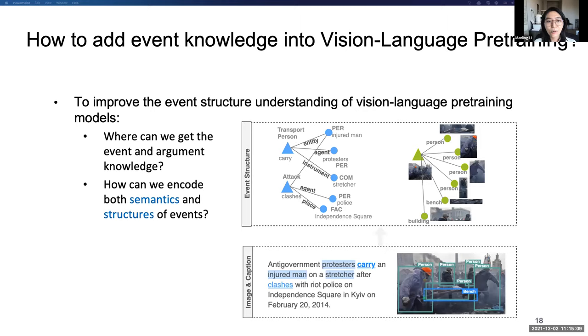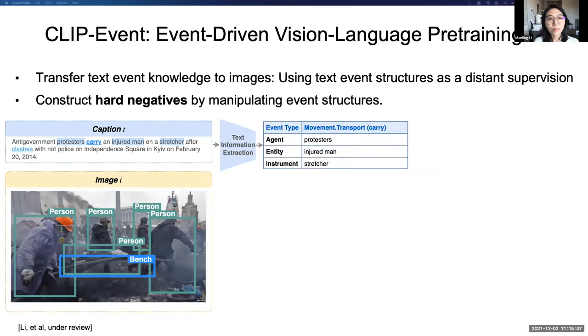As a result, we have two questions to build this kind of multimedia pre-training model. So the first is, how can we extract the event structure knowledge? What we did is that we take advantage of text IE tools, because the research of event extraction in text in NLP is much more advanced compared to the CV community. So we try to transfer the knowledge of the text side to supervise the event understanding in the image side. And the second question is how to encode both semantics and the structures of events. So let's come to the first question.